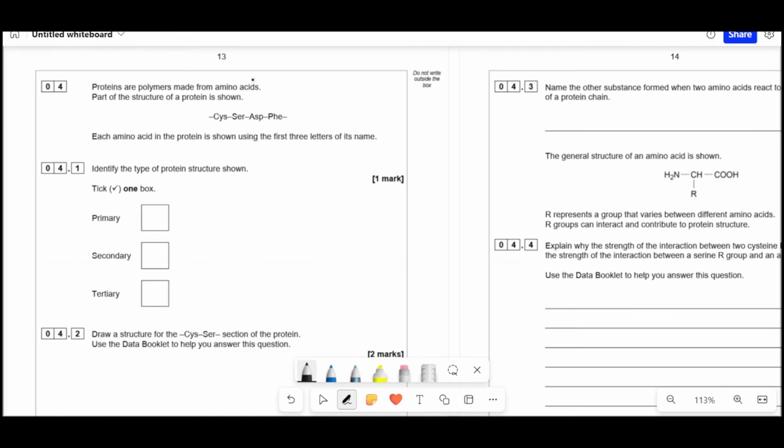And you've got your... So proteins are polymers made from amino acids. Part of the structure of protein is shown here. So Cys, Ser, Asp, Phe. And it says each of the amino acids in the protein is shown using the first 3 letters. So what type of structure is it? Well, it's told you the amino acid sequence, it's primary.